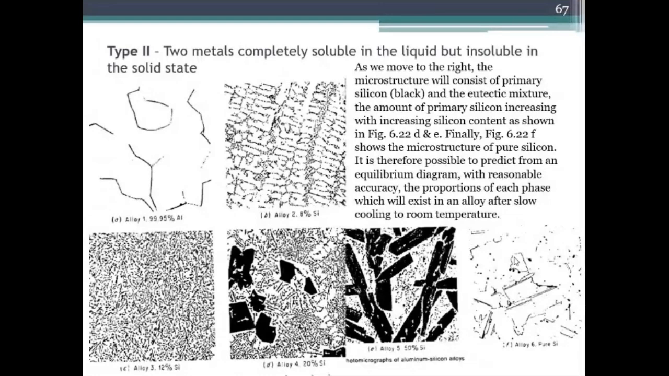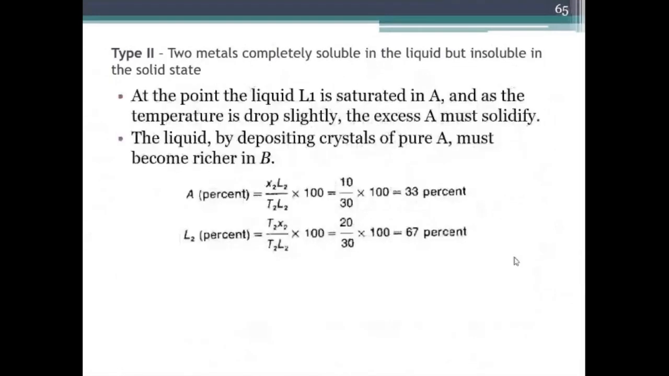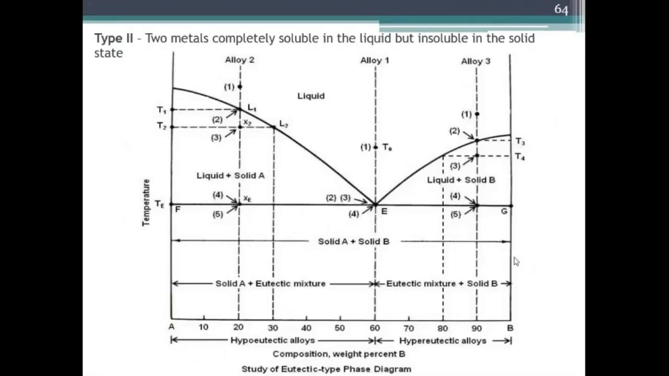We have seen about this type 2 type of solid solutions, wherein the two metals were completely soluble in the liquid, but insoluble in the solid state. So when it is completely soluble in the liquid state but insoluble in the solid state, when you increase the temperature and the composition of one percentage of B with respect to the other, how it behaves, this part will be having a solid A plus solid B.